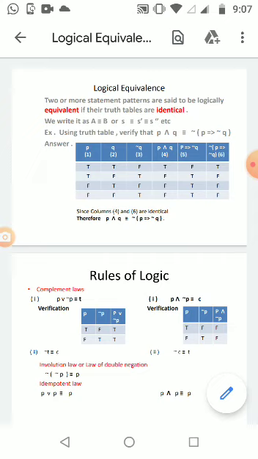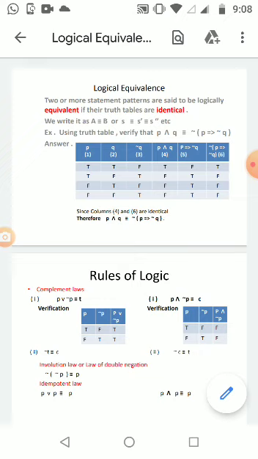If their corresponding truth tables are identical, then we say that the given statement patterns are logically equivalent, and we denote equivalence by using these two notations. Logical equivalence can be checked either by using a truth table or by using various rules of logic. In the beginning we are going to study logical equivalence by using a truth table.